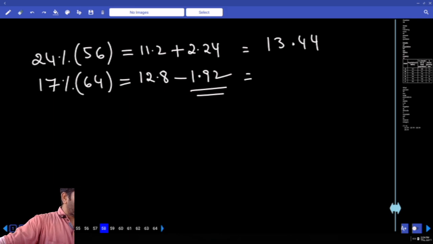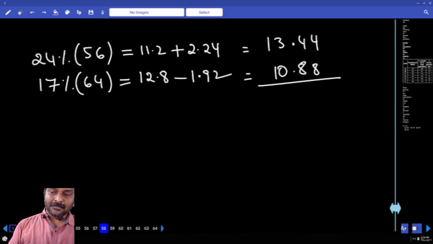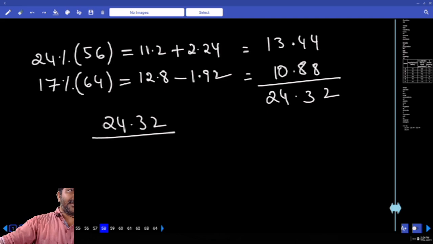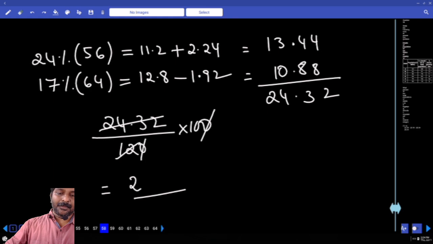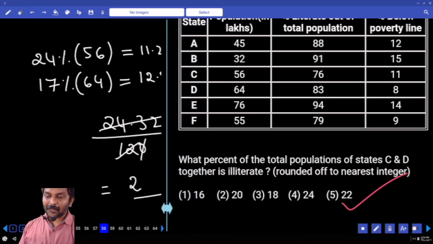Subtract 2, add 0.08. So the total population who are illiterate is 24.32. Out of the total population of these two states together, which is 120, we need the percentage, into 100. The zeros cancel. 12, how many times? 2 times. Are you done with your answer? Go to options. Yes, we are. Rounded up to the nearest integer, it becomes 22.